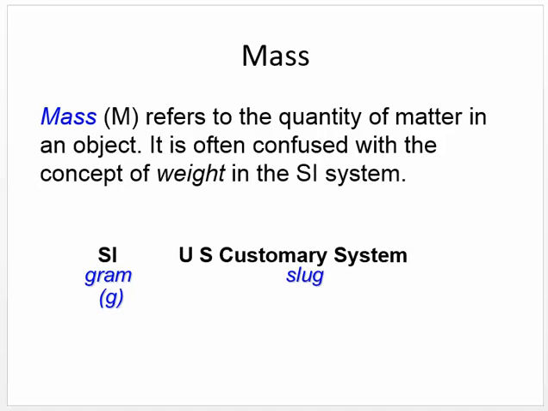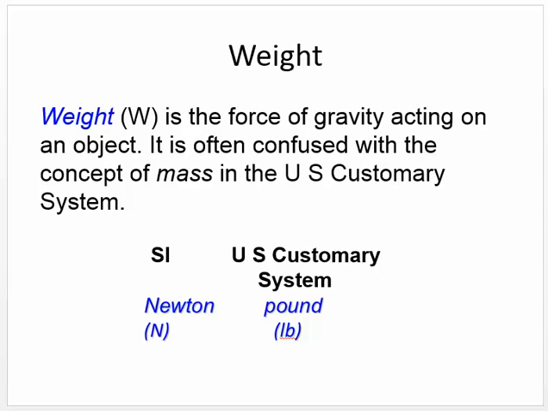Mass refers to the quantity of matter in an object. It is often confused with the concept of weight in the SI system. A couple students the other day were asking the difference between mass density and weight density. Well, mass is when we're using things like grams or kilograms. Weight would be if we're using pounds. So there's a difference between weight and mass. It's not just the metric system versus the standard system. Weight, and here's the difference. Weight is the force of gravity acting on an object.